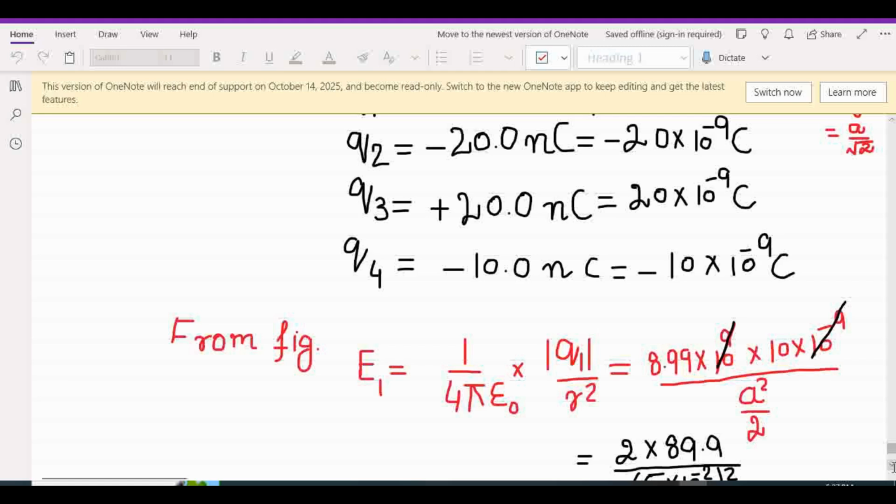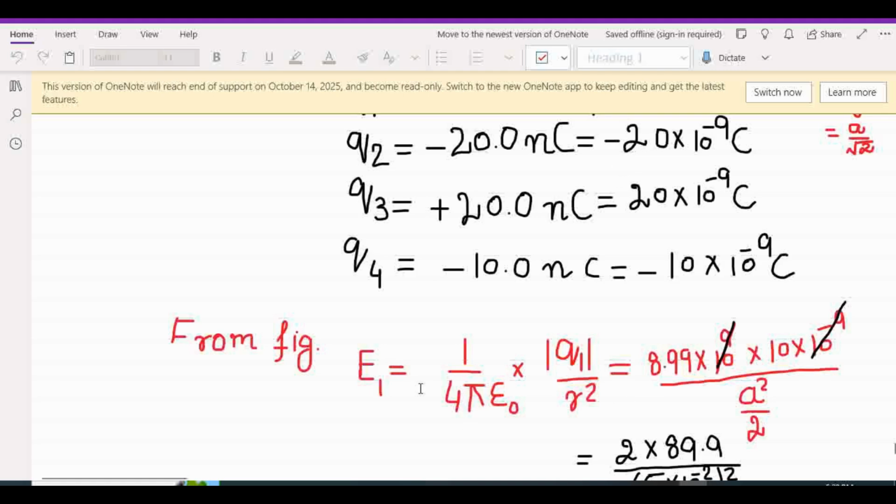Now, as I explained in the figure, E1 will be the electric field due to Q1, its magnitude will be E1, and is equal to 1 over 4 pi epsilon naught times q1 over r squared, because it is a point charge. I will use only the magnitude of q1, and discard the sign. The sign will be used to check the direction of the field, which I have already discussed with you.